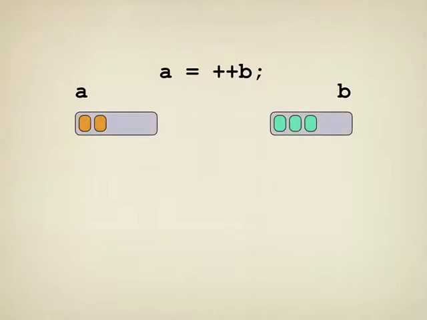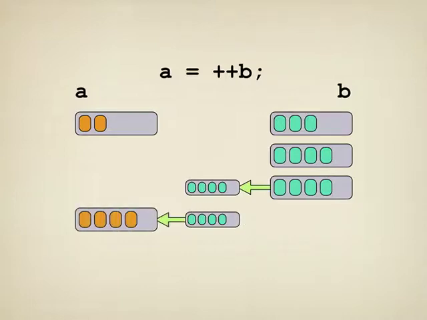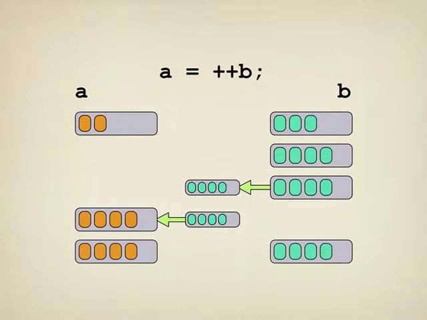So okay, a is 2, b is 3. The first thing we do is we add 1 to b. So we add 1. Now we copy b into its little temporary place. There's nothing left to be done. We copy the little temporary thing into a, and we're done. Notice that a now has the value 4, and b is 4. We added 1 to b before we did anything with it.